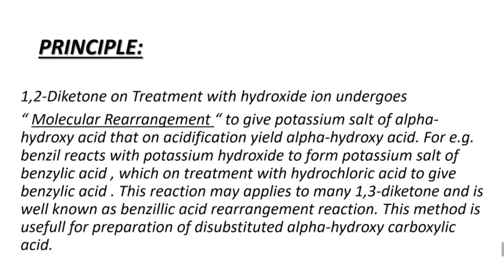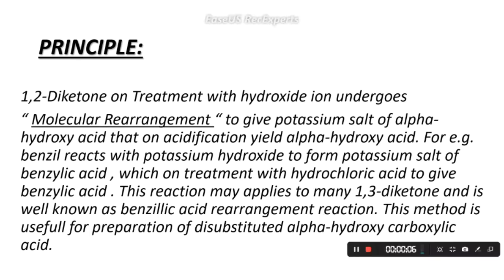1,2-diketone on treatment with the hydroxide ion undergoes molecular rearrangement to give the potassium salt of alpha hydroxy acid that on acidification yields alpha hydroxy acid. For example, when benzil reacts with KOH, it forms the potassium salt of benzilic acid, which on treatment with hydrochloric acid gives benzilic acid. This reaction may apply to many 1,2-diketones and is well known as the benzilic acid rearrangement reaction. This method is useful for the preparation of disubstituted alpha hydroxycarboxylic acid.